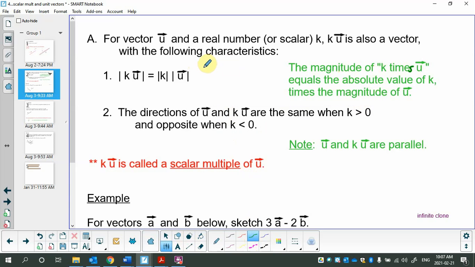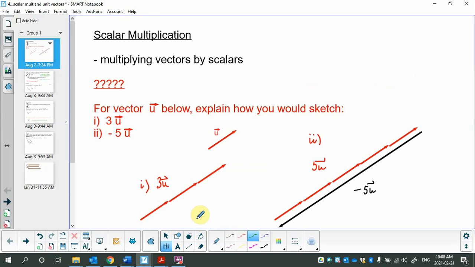So basically what that's saying is that if you take a vector u and you multiply it by a regular number and you find the magnitude of that, so you find the length of that resulting vector, that is the exact same thing as finding the magnitude of the little vector and the positive value of k and multiplying them together. The directions of vector u and k multiplied by vector u are the same when k is greater than 0. So that is this example.